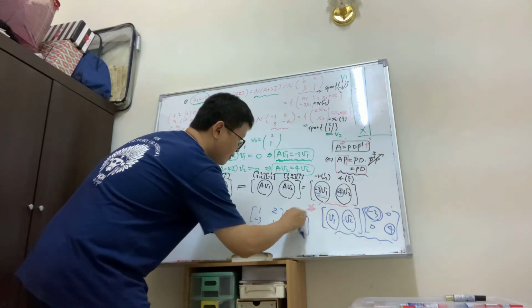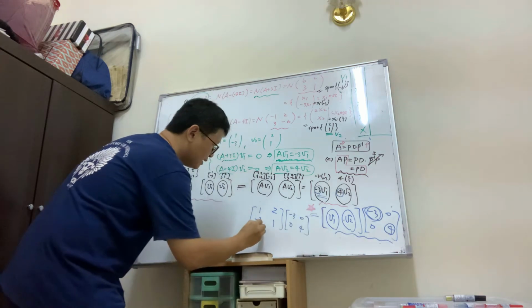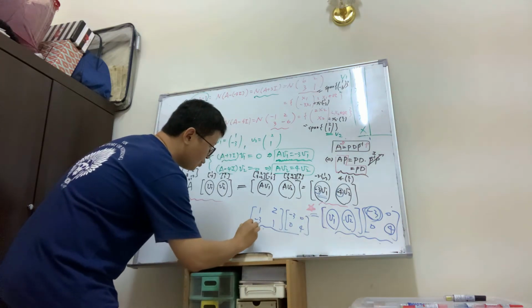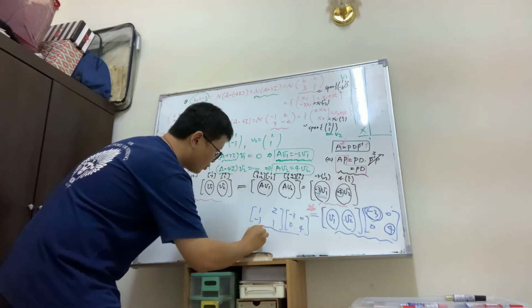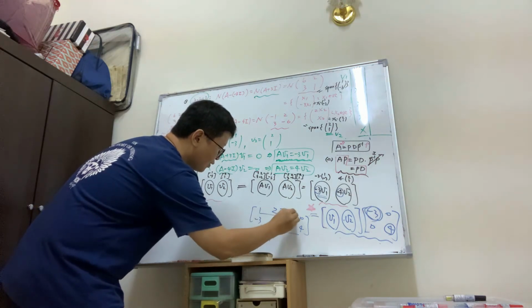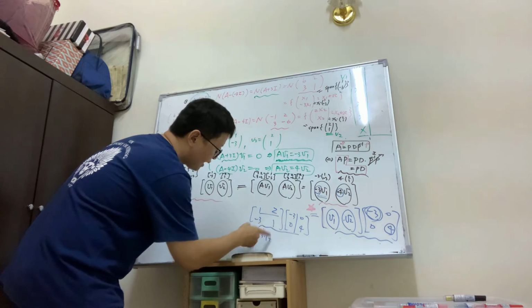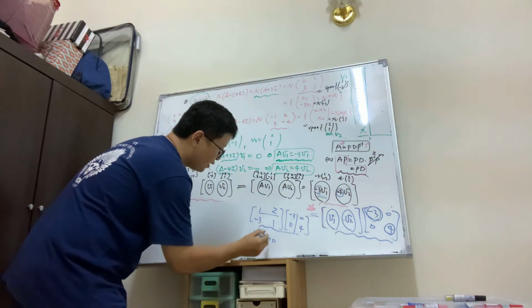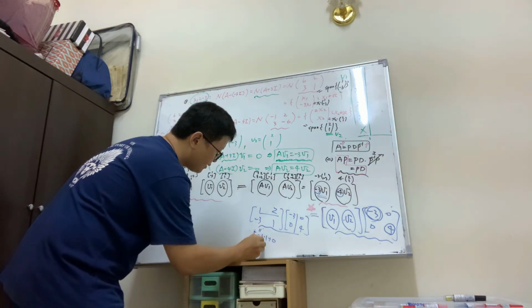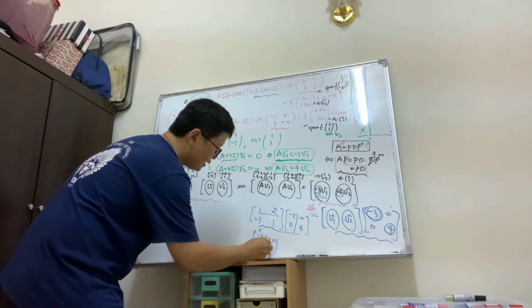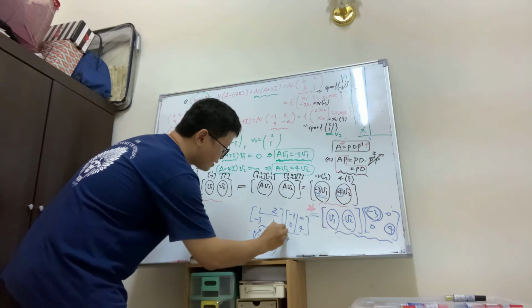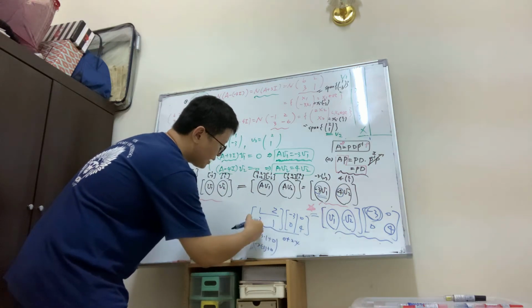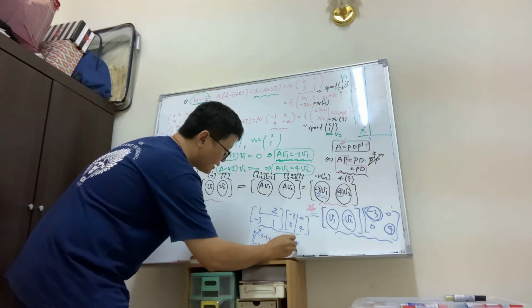What's this? It's equal to negative 3 times 1 plus the first row, this kind. So it's 0, so we just have this term plus 0. And here negative 3 times negative 3 plus 0 in the first column. And the second column is 1 times 0 plus 2 times 4. And then negative 3 times 0 plus 1 times 4.